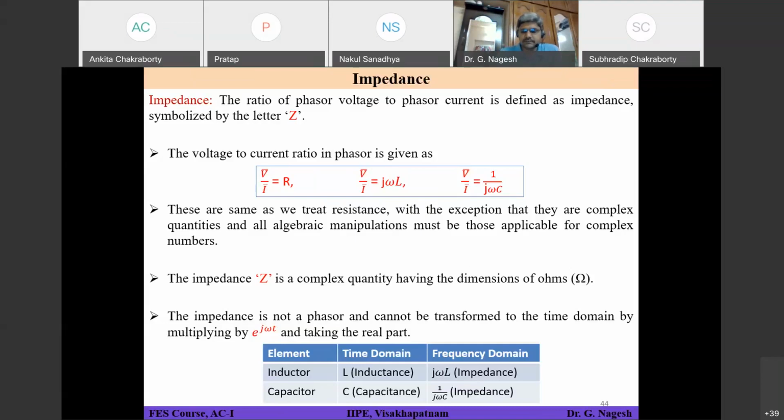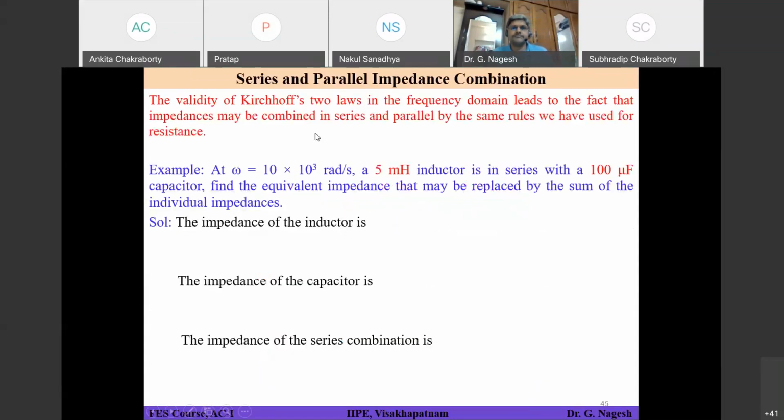By using phasors, we are going to get an algebraic relationship for voltage and current across the inductor as well as for capacitor also. So if you see here, the validity of Kirchhoff's two laws in the phasor domain leads to the fact that impedance may also be considered in series and parallel by the same rules as we have used for resistance. We have seen what is resistance, and how we deal with resistances in series and parallel. Impedance is also the same thing.